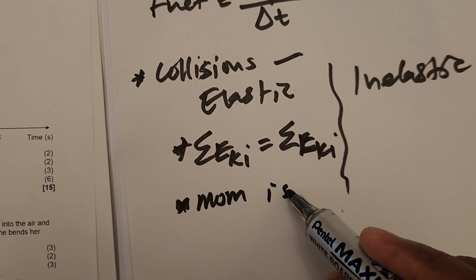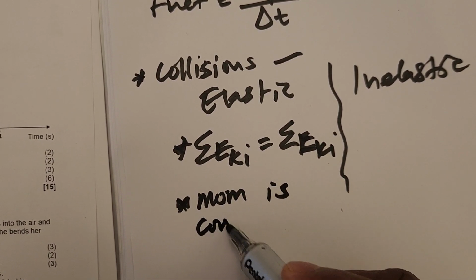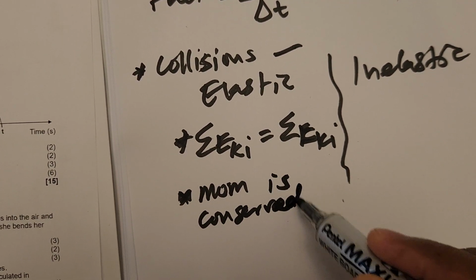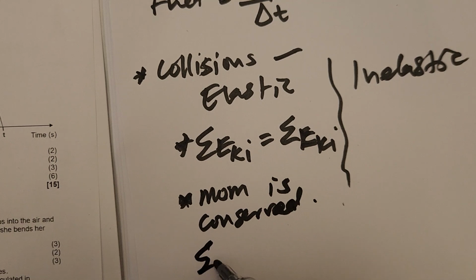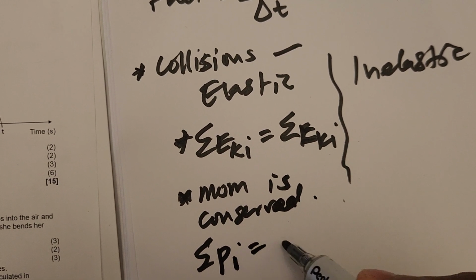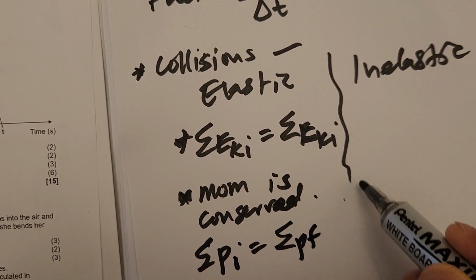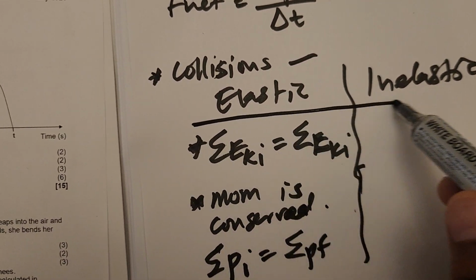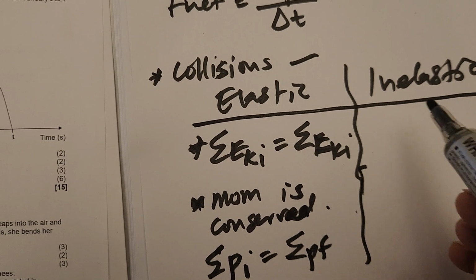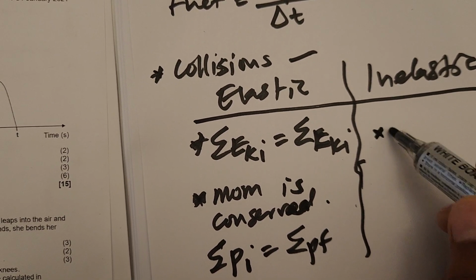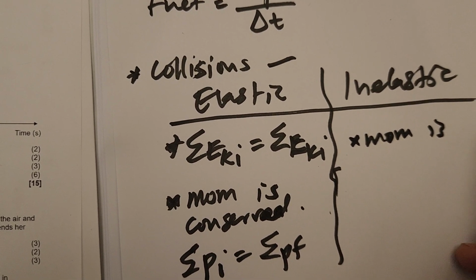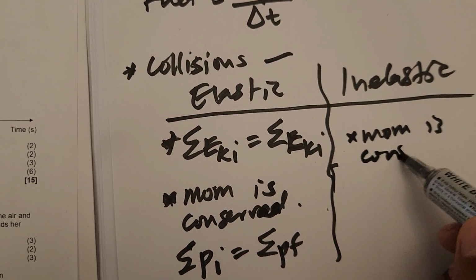Momentum is conserved. Conservation, remember, we said sigma pi will be the same as sigma pf. These are the two expressions in the elastic collision. Whereas in the inelastic collision, we know that also momentum is conserved. Yes, in both collisions, momentum is conserved. That's what you should know.